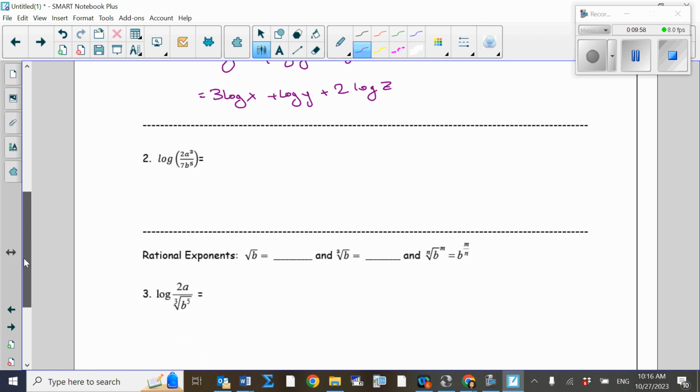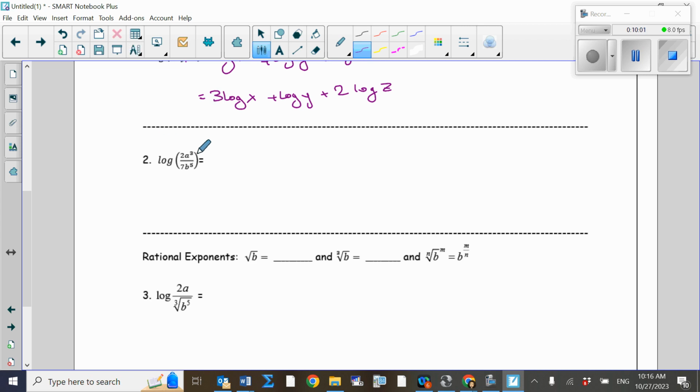Now, the next one, I have log of a division, basically, a fraction here. So we know we expand fractions into subtraction. So I can rewrite this as log of 2a to the 3. You may put parentheses or not, it doesn't really matter, minus log of 7b to the power of 5. So log of top minus log of the bottom.